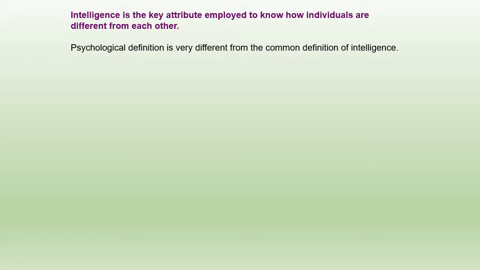Psychological definition is very different from the common definition of intelligence. And of course, intelligence varies from one person to another, isn't it? You all will also agree with the fact that no two individuals have the same intelligence. They all vary in somewhat low intelligence or very high intelligent people. And in this entire world, there is no person who has zero intelligence. So every individual has little or some amount of intelligence.